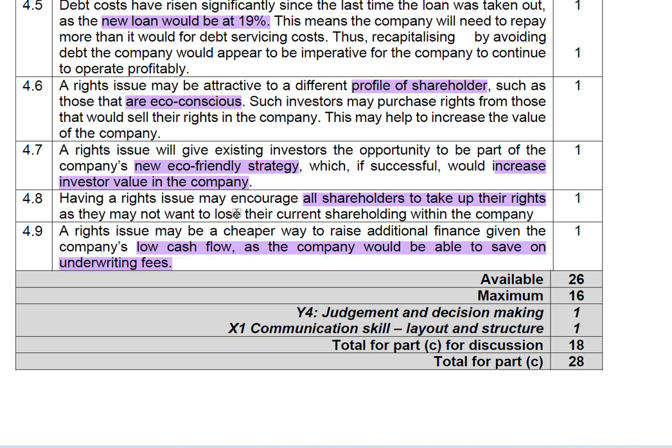Having the rights issue may encourage all shareholders to take up their rights, as they may not want to lose their current shareholding within the company. A rights issue may be a cheaper way to raise additional finances given the company's low cash flow, as the company will be able to save underwriting fees. So where are these underwriting fees coming from? It comes from the fact that if we need more shares, they will save on underwriting fees.